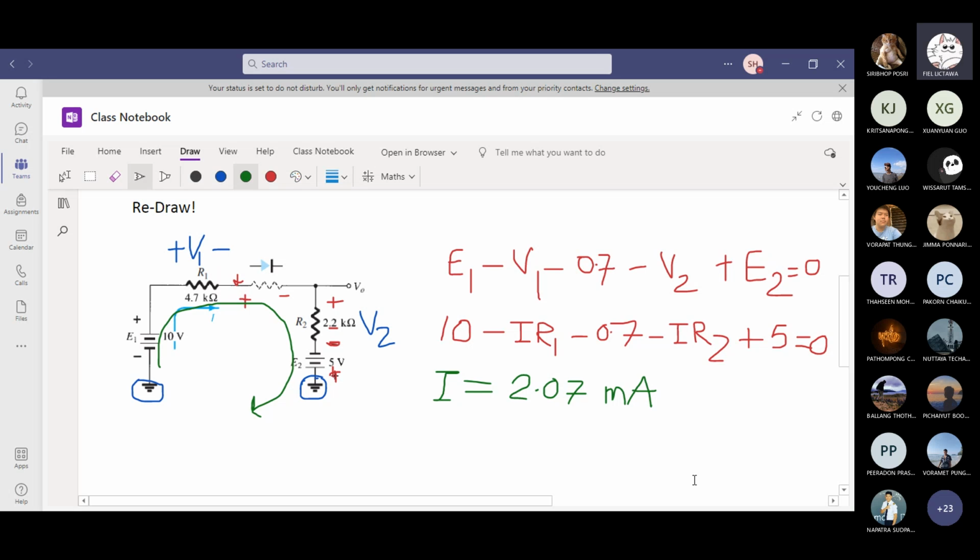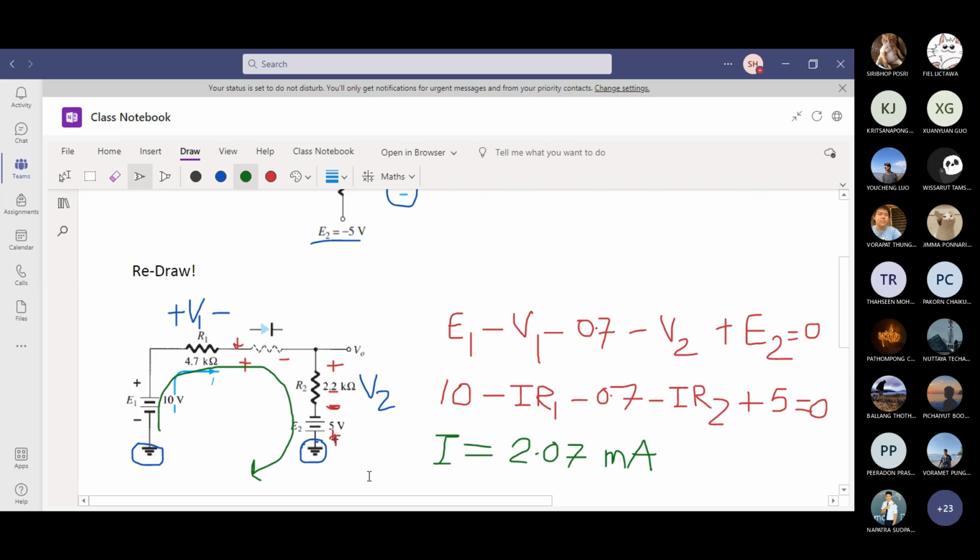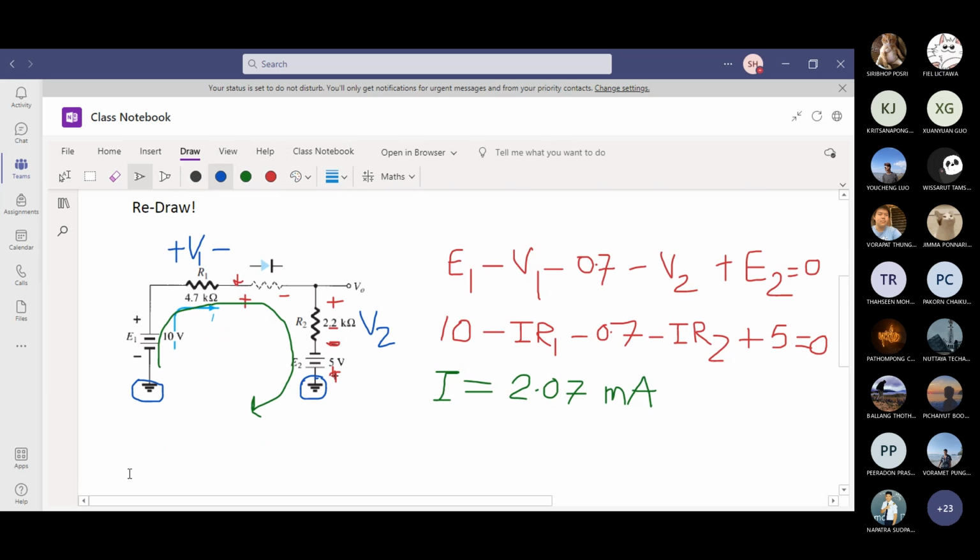Same value. Once you know I, if I ask you now, find out V1. Can you find it? And also find out V2. Can you find it? I think you can find, definitely.